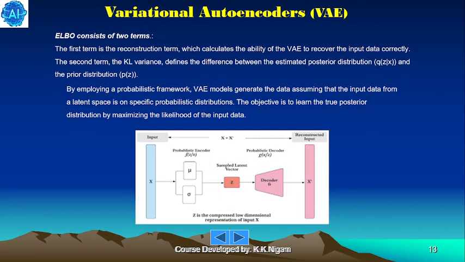The ELBO consists of two terms. The first term is the reconstruction term, which calculates the ability of the VAE to recover the input data correctly, and the second term, the KL divergence, defines the difference between the estimated posterior distribution and the prior distribution. By employing a probabilistic framework, VAE models generate data assuming that the input data from the latent space is based on a specific probability distribution. The objective is to learn the true posterior distribution by maximizing the likelihood of the input data.